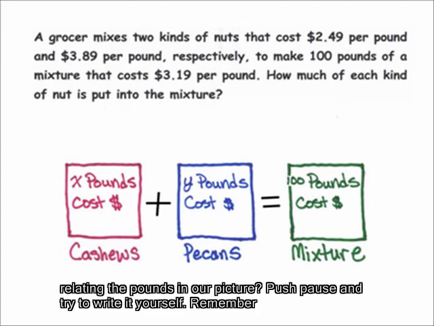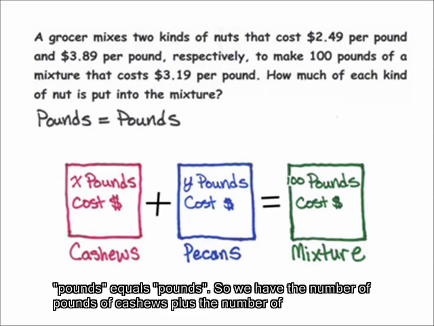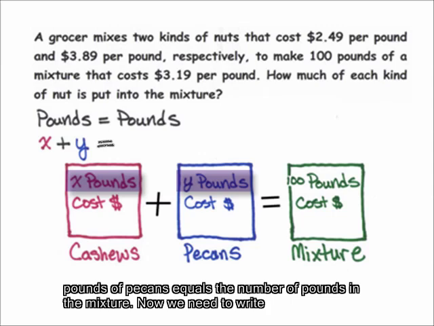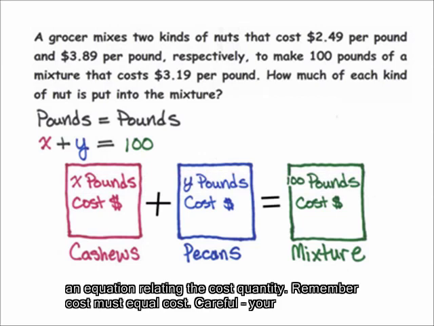Push pause and try to write it yourself. Remember, pounds equals pounds, so we have the number of pounds of cashews plus the number of pounds of pecans equals the number of pounds in the mixture. Now we need to write an equation relating the cost quantity. Remember, cost must equal cost.